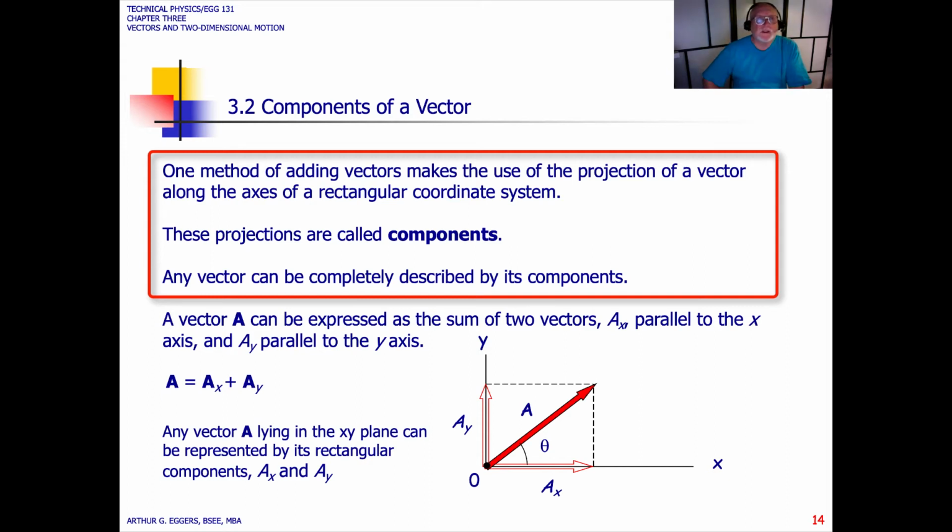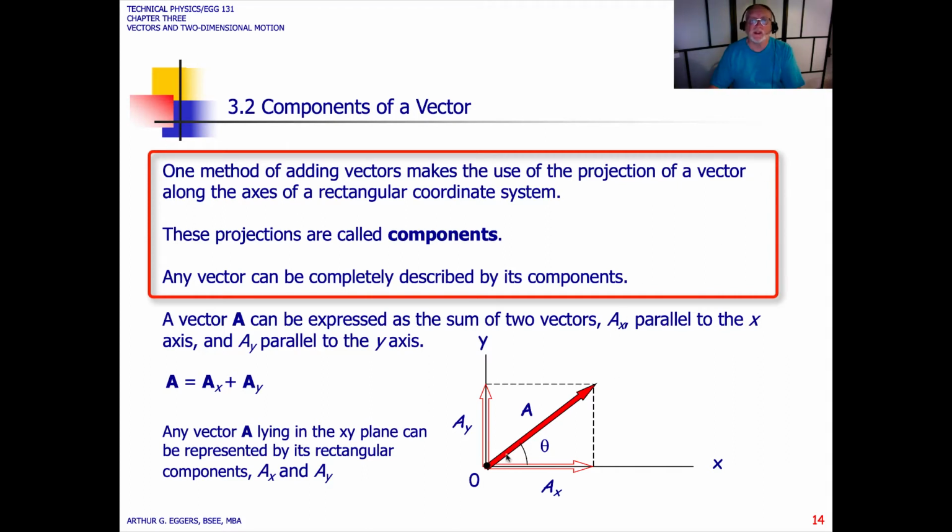Okay, so in this next section, what we need to do is take a look at how we add vectors together as components. And what we're going to see is that we have to take them apart. We have to decompose them into their y component and their x component, their vertical and their horizontal, their sine, their cosine. One method of adding vectors makes use of something called the projection of a vector along the axis of a rectangular coordinate system.